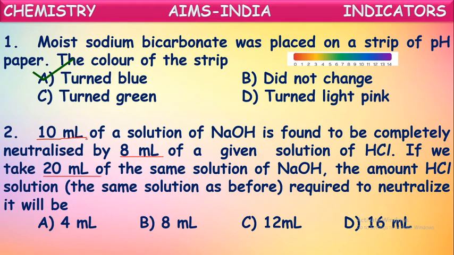Simple logic, no need to calculate. 10 ml is neutralized by 8 ml, then 20 ml will be neutralized by 16 ml, double the amount. So 10 ml of sodium hydroxide base is neutralized by 8 ml of acid. If we take double the amount of base, then the acid required will also be double. 16 ml of hydrochloric acid neutralizes 20 ml of sodium hydroxide solution. Okay, it is 16 ml. No need to calculate, you can say it directly.